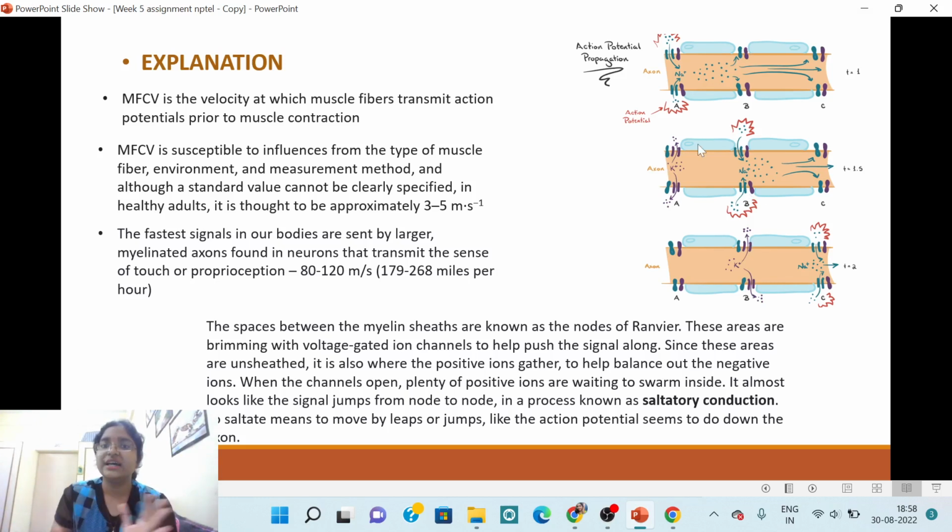So saltatory conduction is that, and you can see here, this is the myelinated neuron, this is the myelin sheath, and these are the nodes of Ranvier in it. So when the channels open, there are plenty of positive ions inside the cell, right? And it almost looks like the signals are jumping from node to node. In the myelinated axons, because of the presence of these nodes of Ranvier, where the action potential or the movement of ions is taking place, it jumps from one node to another node in a process called saltatory conduction. That is why the signaling is very, very fast. You can see they are moving by leaps or jumps. That is why the action potential in myelinated axons is fast. It is not so with unmyelinated axons, but only myelinated axons, because they have nodes of Ranvier.